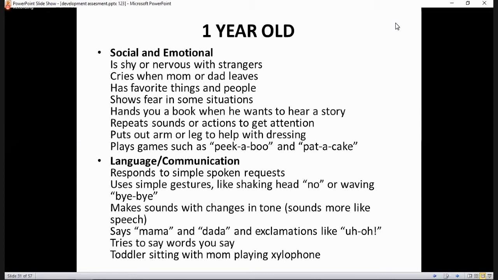In language, they respond to simple spoken requests. Use simple gestures like shaking head or waving bye-bye. Make sounds with changes in tone, like speech. Say mama, dada, and a few words like mama, pani, so they can speak.